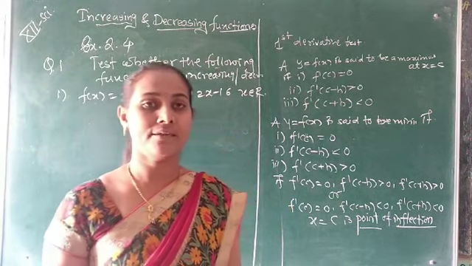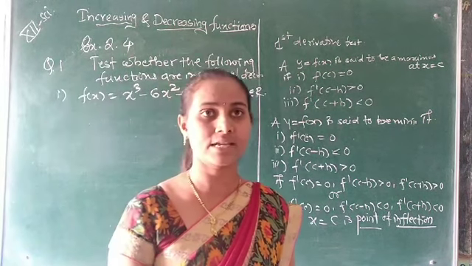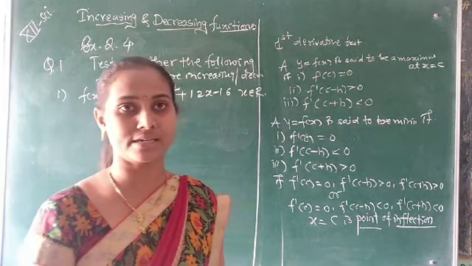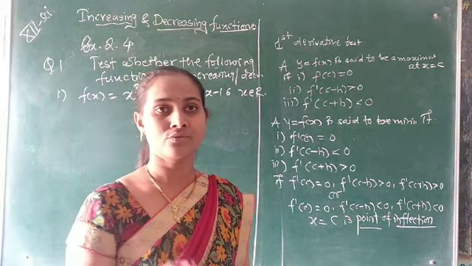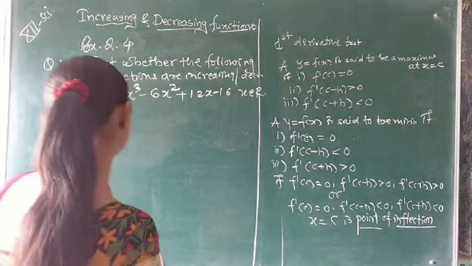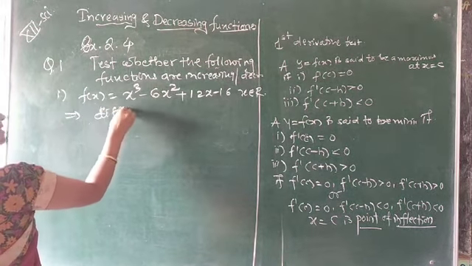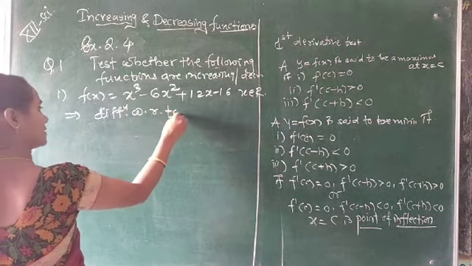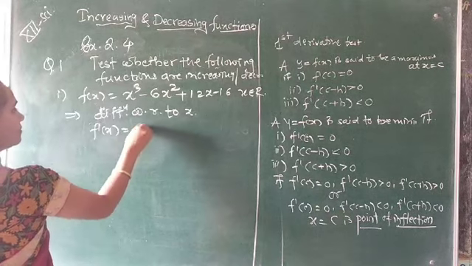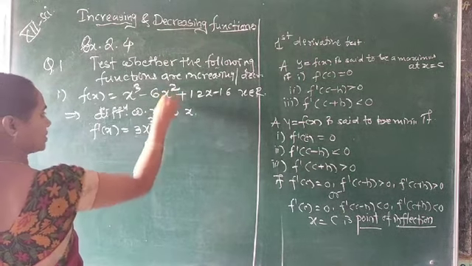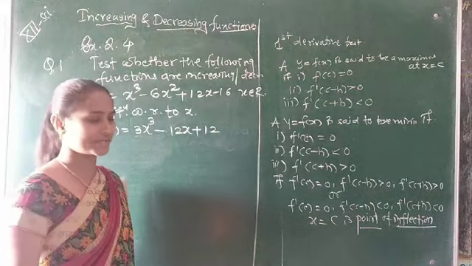First, we see that if its derivative is positive, then the function is increasing, and if its derivative is negative, then the function is decreasing. That means to identify whether the function is increasing or decreasing, first we have to differentiate the function with respect to x. Then what is the derivative? f dash of x is the derivative of x cube, 3x square, minus the derivative of 6x square, 12x, plus the derivative of 12x, which is 12, and minus 16 gives 0.